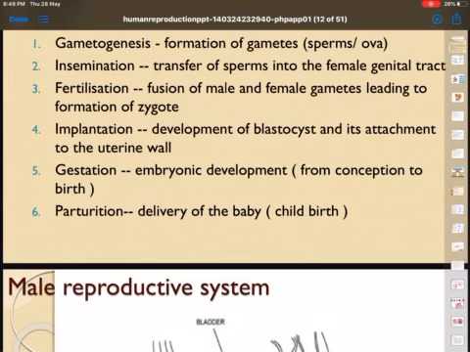And gestation: the period of embryonic development, right from conception to birth, is gestation. And finally, parturition, the process of the developed baby getting delivered, that is childbirth.